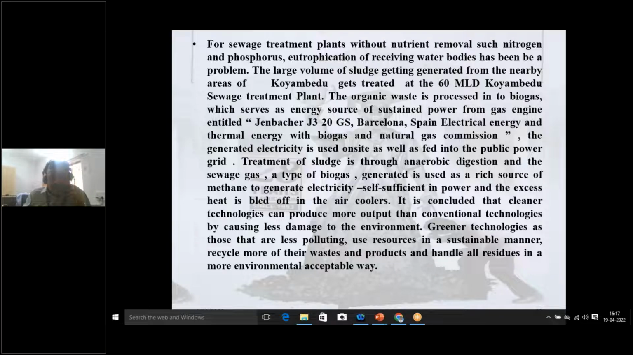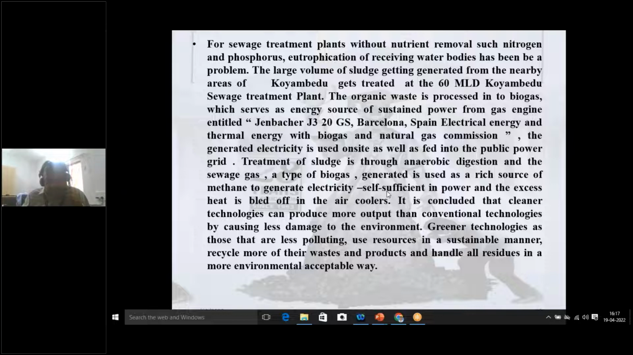So in the 60 MLD sewage treatment plant, the design of the gas power plant is the Jenbacher J320 GS Barcelona. The thermal energy with the biogas and natural gas generates electricity, and the treatment of the sludge is through anaerobic digestion. The sewage gas, a type of biogas generated, is used as a rich source of methane to generate electricity, self-sufficient in power, and the excess heat is bled off in the air coolers.